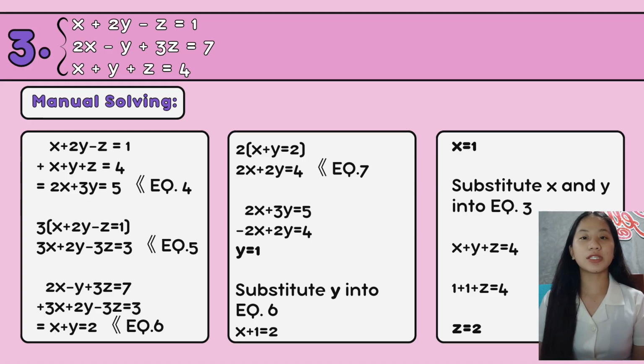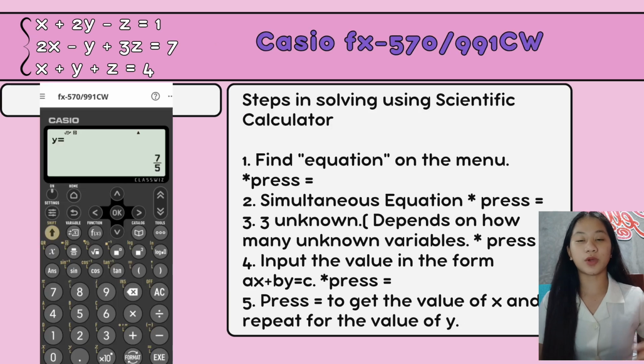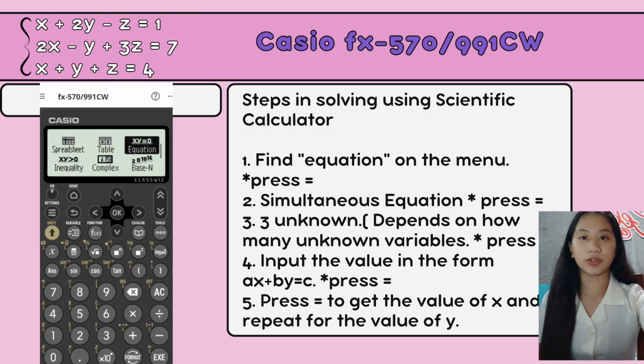So simultaneously, we have the value of x and y, which is 1. Now we're going to substitute the x and y into equation 3. Therefore, we get the value of z, which is 2, and the values of x, y, and z are 1, 1, and 2. Now, let's try to input it to our scientific calculator.